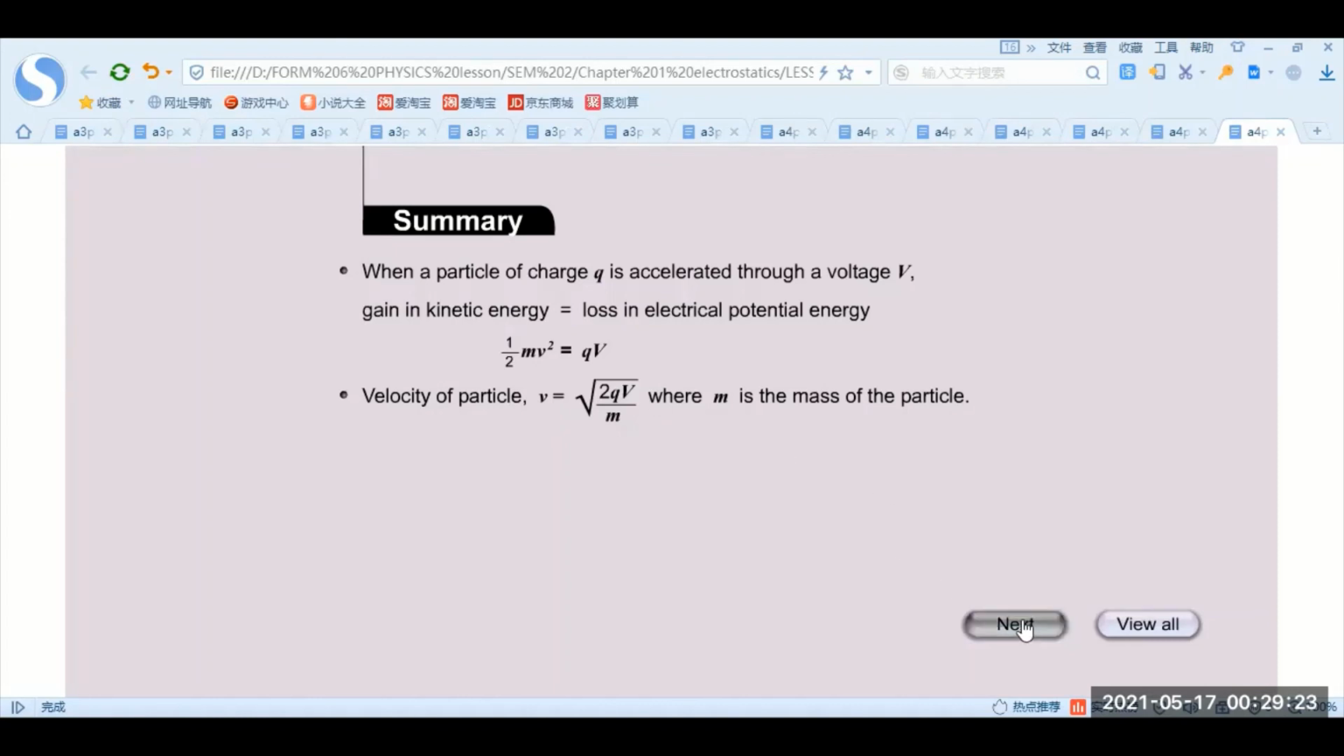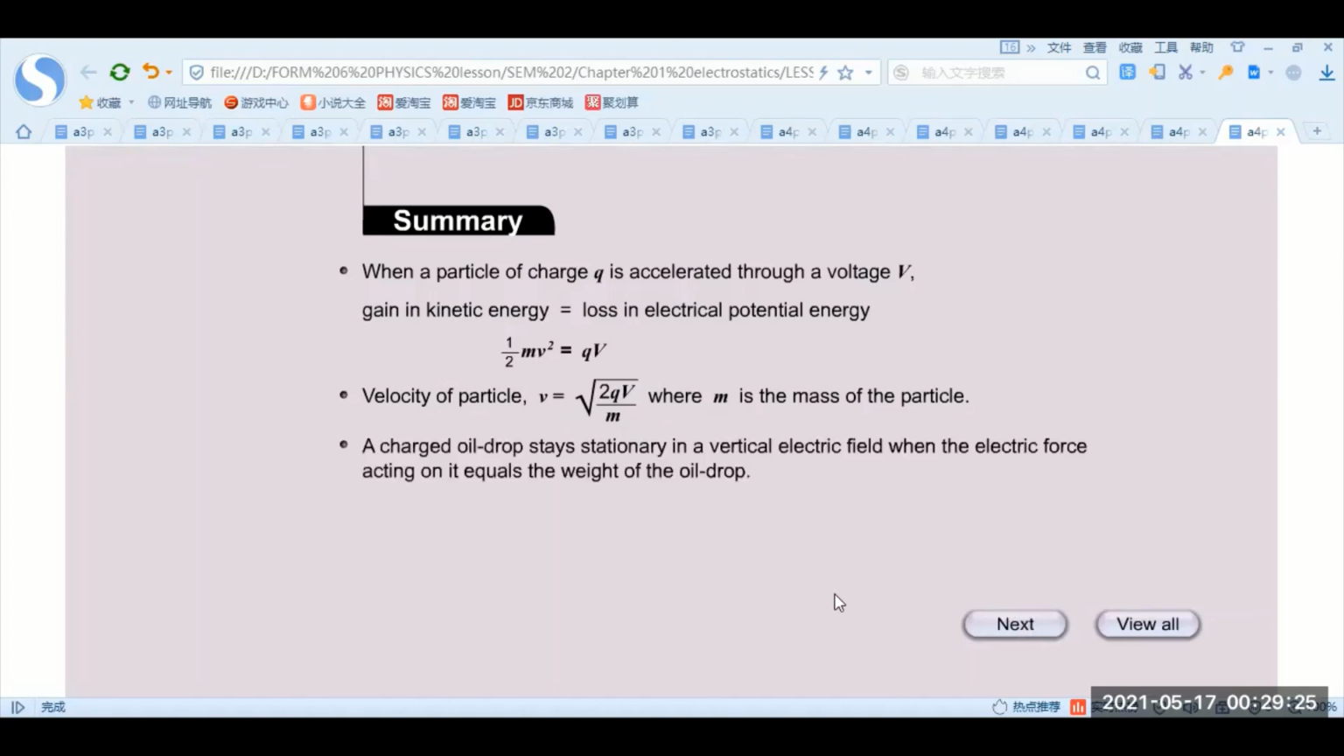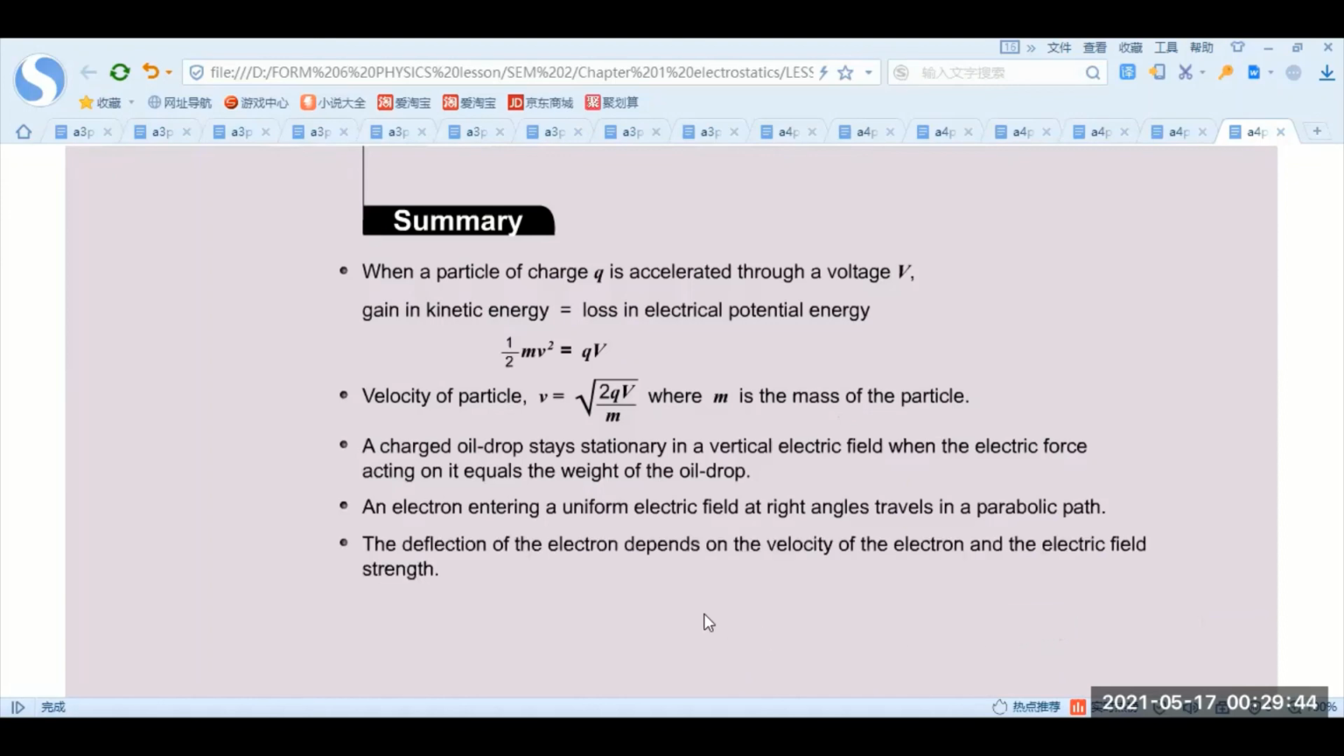Next, a charged oil drop stays stationary in a vertical electric field when the electric force acting on it is equal to the weight of the oil drop. An electron entering a uniform electric field at right angles travels in a parabolic path. And last, the deflection of the electron depends on the velocity of the electron and the electric field strength.